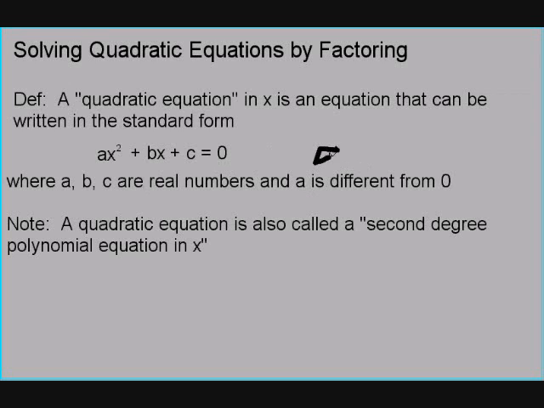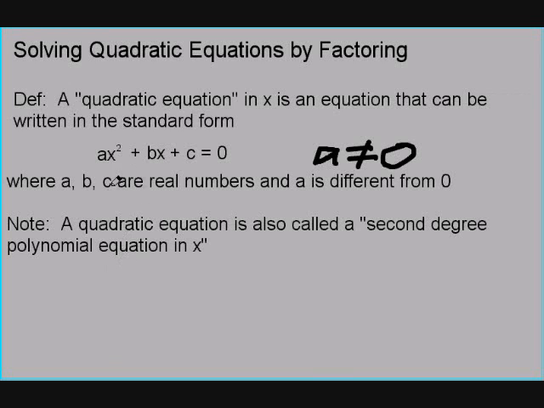So again, what do I mean there? That a is not equal to 0, right? So if a is 0, then you just have a linear equation. So for quadratic, this needs to be non-zero, right? Note, a quadratic equation can also be called a second-degree polynomial equation in x, or polynomial of degree 2. Same ideas. So we solve these.